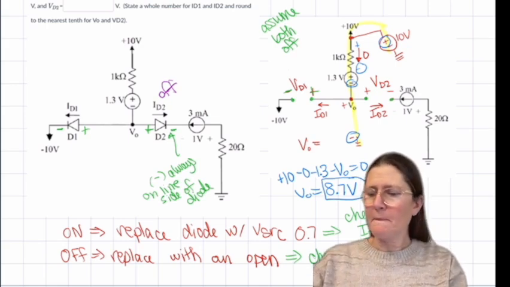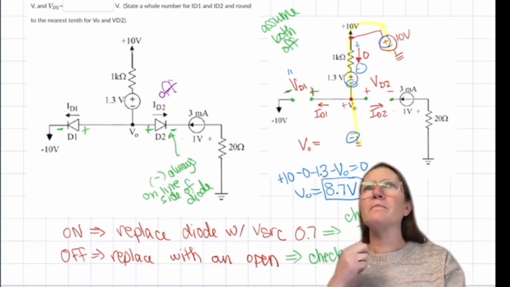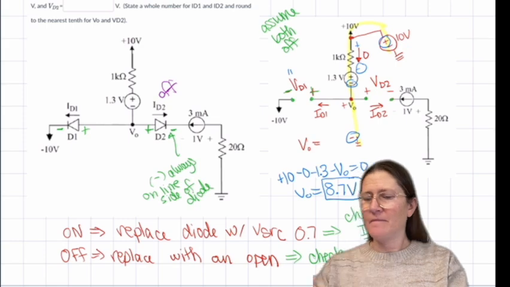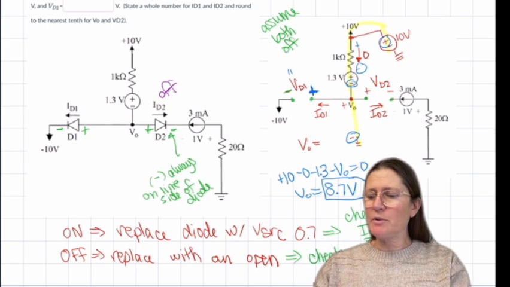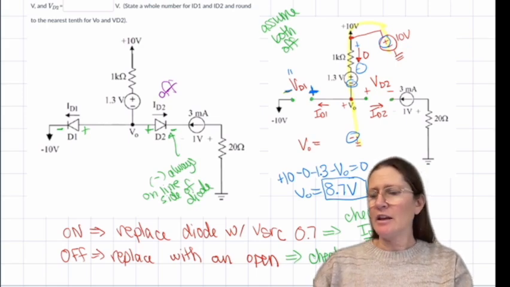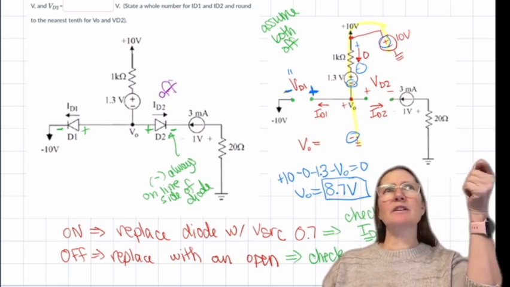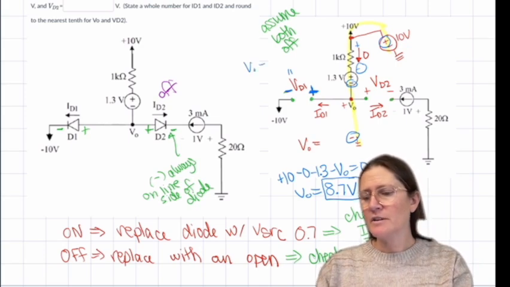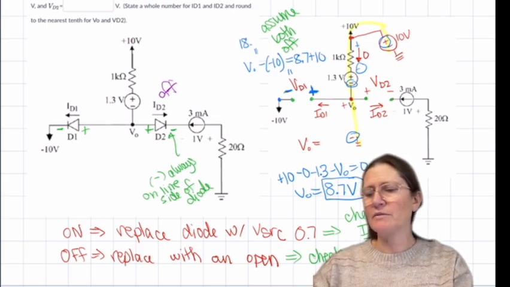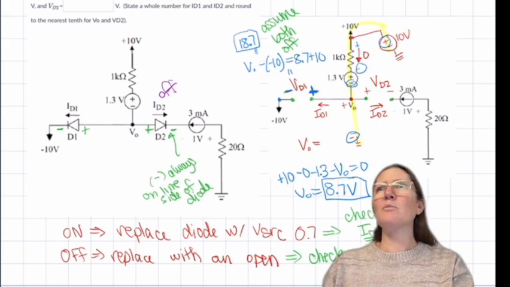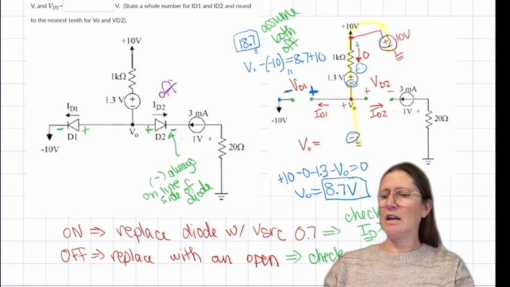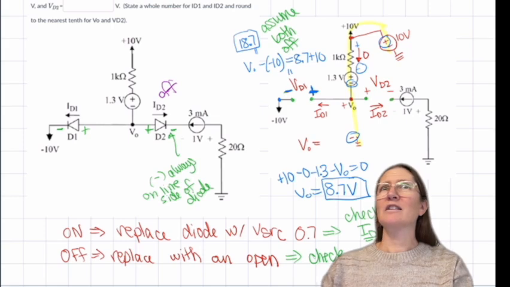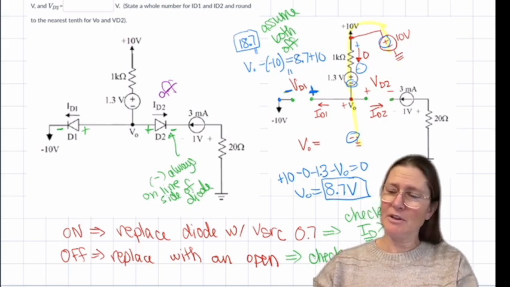So what will VD1 be? A voltage difference means that I put the red probe from my multimeter on the plus side and the negative probe on this side, which means it's going to take the plus side first and compare it to the other side. So that's going to be V naught minus this side, which is minus 10. So it will be 8.7 plus 10, which will be 18.7. What does that mean? Is it off? No. So that means it's not off.